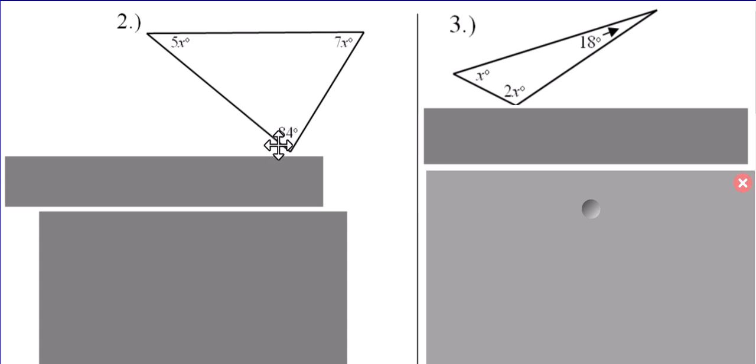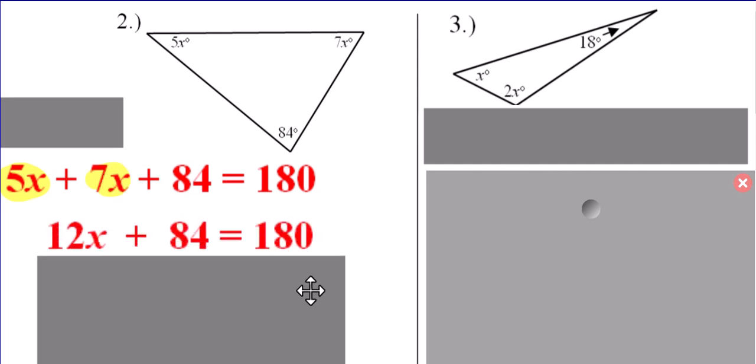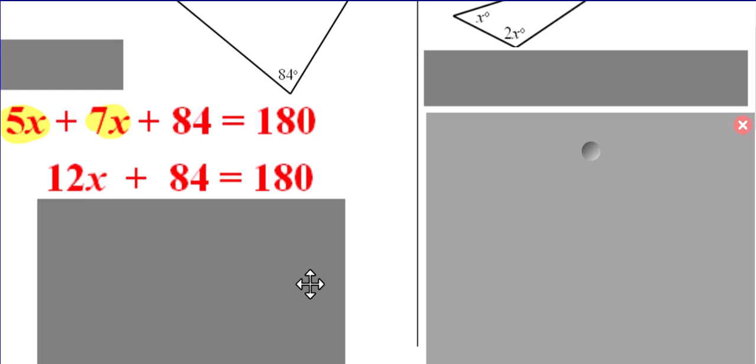What do we got here? Three angles, 5x, 7x. Ooh, the 84 does not have an x. So, who are the like terms? On this problem, unlike number 1, it is only the 5x and the 7x. So that's going to add up to give you 12x. Okay, let's solve. Do not add unlike terms. Do not make this become 96x. That would be horrible. That would be wrong.